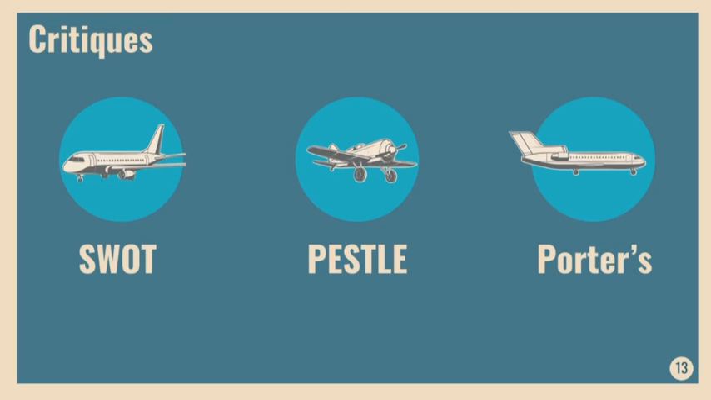PESTLE, unlike SWOT, takes the external aspects into consideration. It's about anything that could possibly affect a market, from social-political issues to technological advances. PESTLE, however, only really focuses on the external things. You could not reasonably gauge a market and how it's affecting companies based on PESTLE alone.